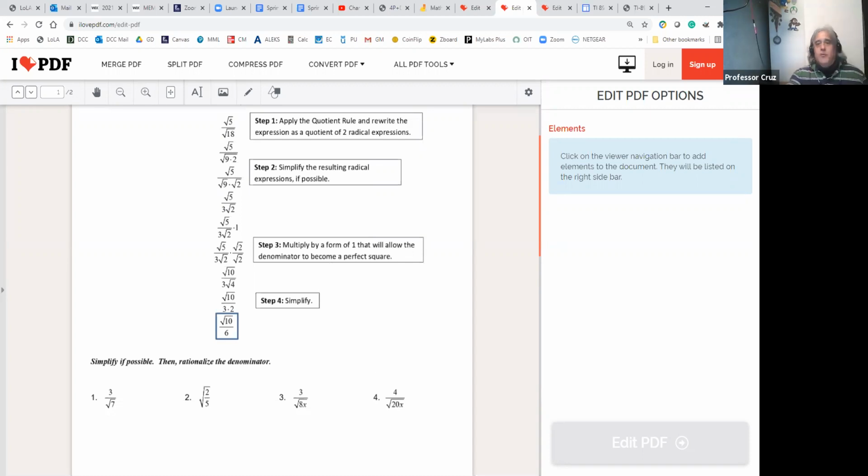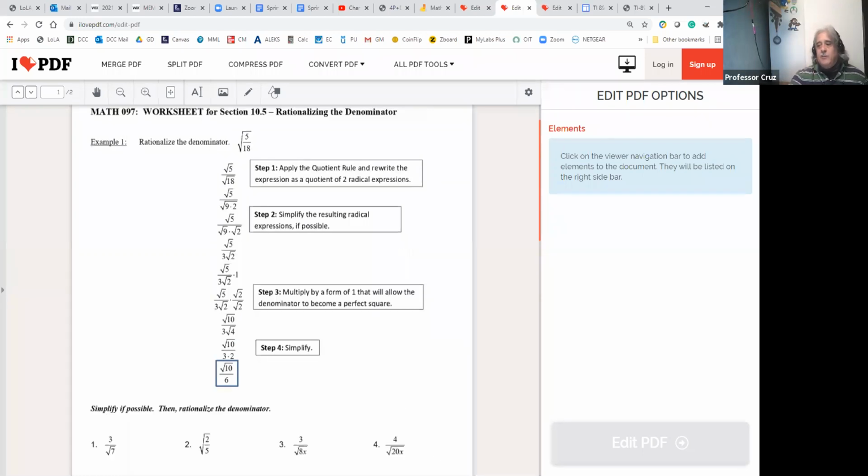So, in the numerator, it's square root of 5 times square root of 2, which is square root of 10. Down here, it's 3 times square root of 2 times square root of 2, which is square root of 4. And the square root of 4 is 2. 3 times 2 is 6. And there we've got an expression that's equivalent.